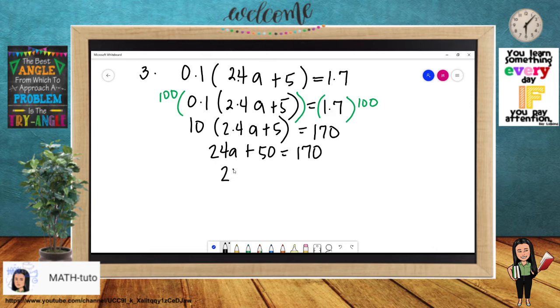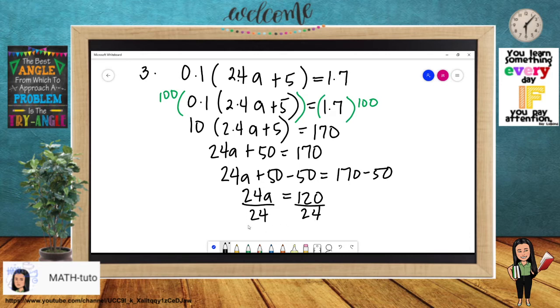We add negative 50 or subtract 50 to both sides of the equation. So, this is 24a equal to 120. Divide both sides by 24 or multiply both sides by 1 over 24. A is equal to 120 over 24 is 5. A is equal to 5.